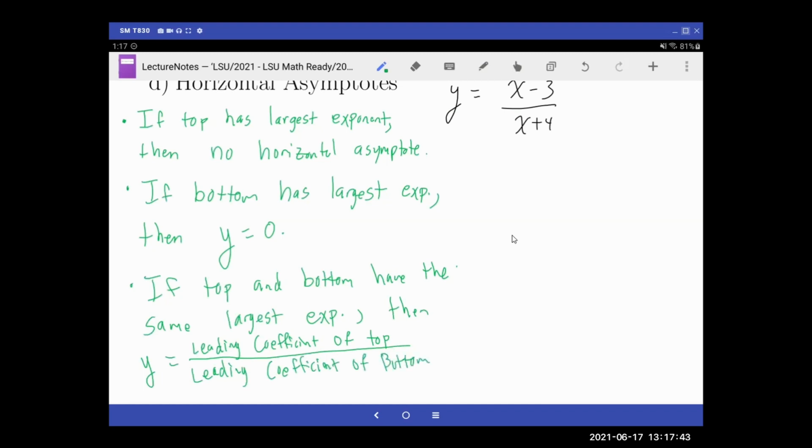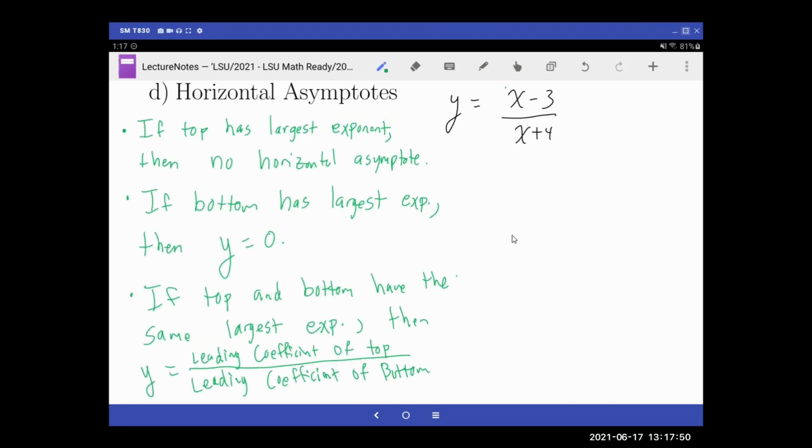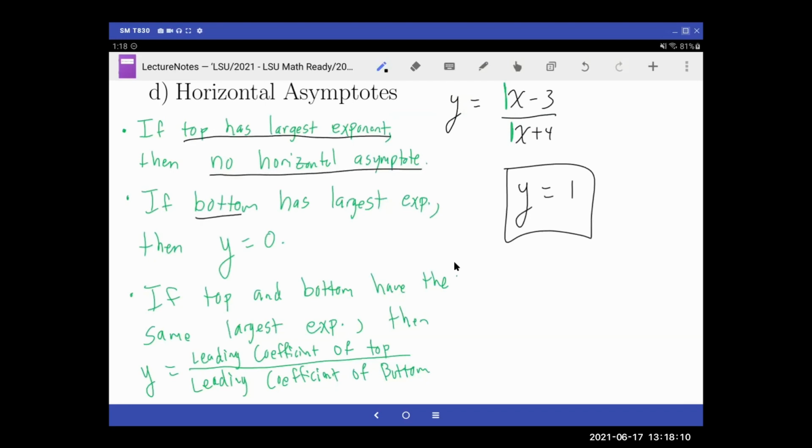It's harder to write that out than it is to actually work it out. Leading coefficient of the top, leading coefficient of the bottom. If you look right here, the number in front of x is an understood 1. The number in front of x is an understood 1. And so the horizontal asymptote is y equals 1 over 1, or just 1. So that's the rules, right? Top has the largest exponent, you don't have a horizontal asymptote. Bottom has the largest exponent, your horizontal asymptote is y equals 0. If they're the same, then it's this. You just take the numbers in the front.